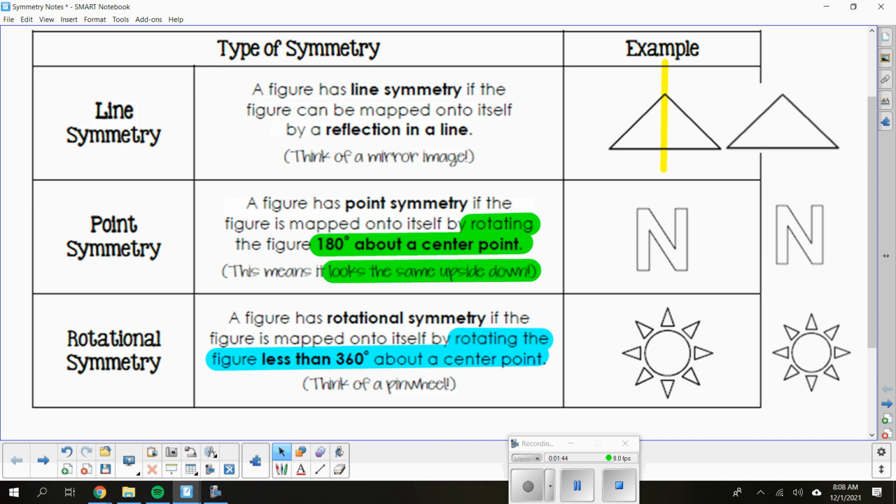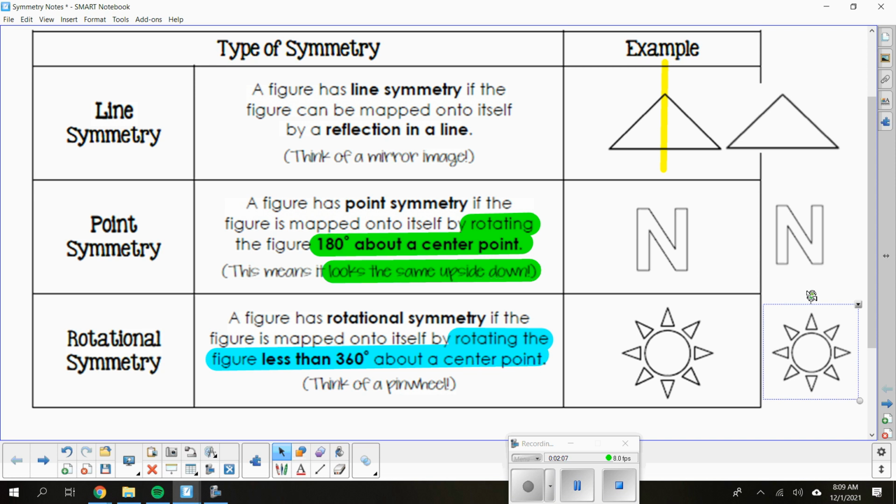So if I'm looking at my sun, if I rotate it, boom, right there, it looks the exact same. So it has rotational symmetry. And in fact, this one has a lot of rotational symmetry. Because right here it looks the exact same, right here it looks the exact same, right here it looks the exact same. So this has a lot of rotational symmetry.